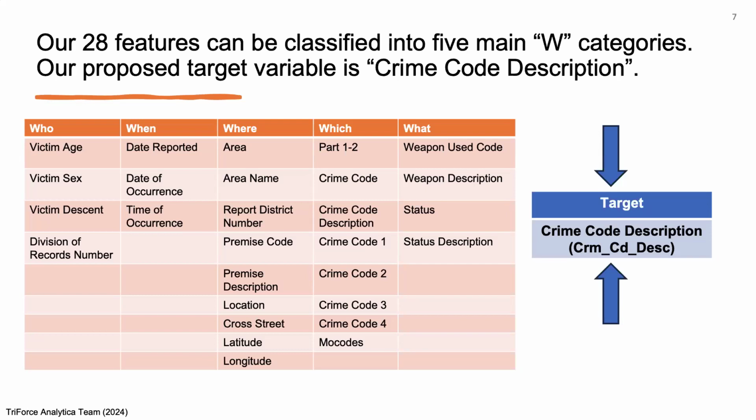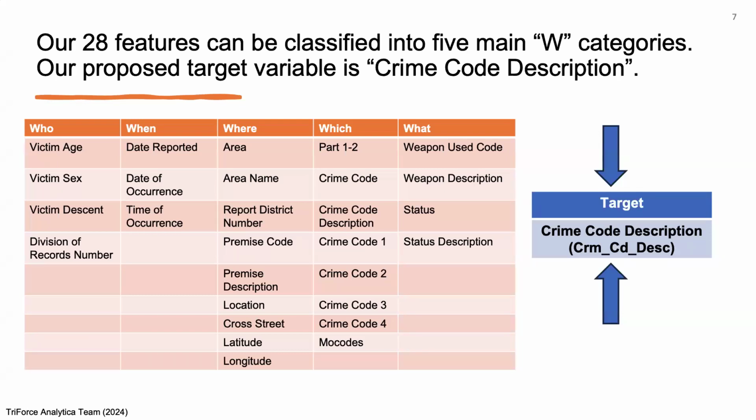Where refers to the location, of course, where the crime took place. We have features like area. An area is actually sequentially numbered from 1 to 21, which represents the 21 community police stations all over LA. The area name gives the name, the area designation. We have others like the report district number, the location, which is anonymized to the nearest 100 block of the street address, because of data privacy concerns. We have cross streets and also we have latitude and longitude.